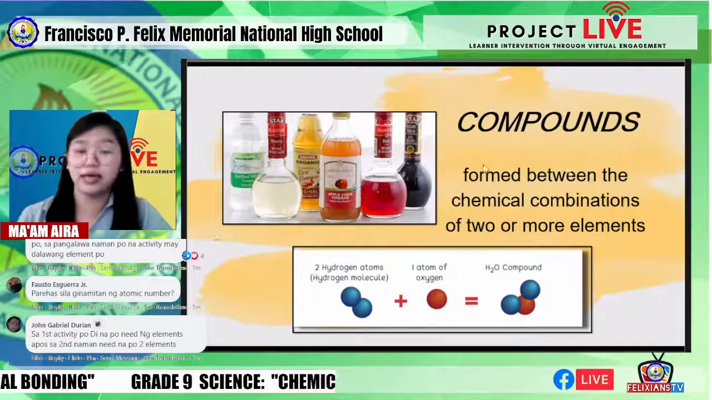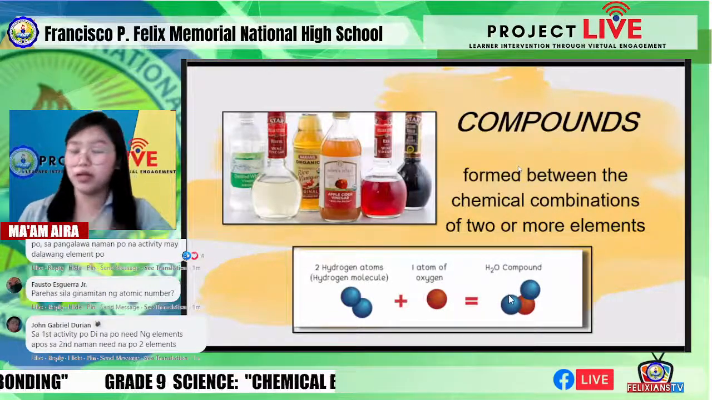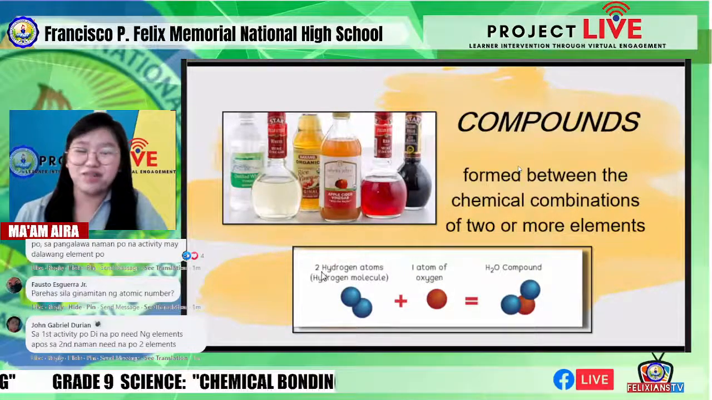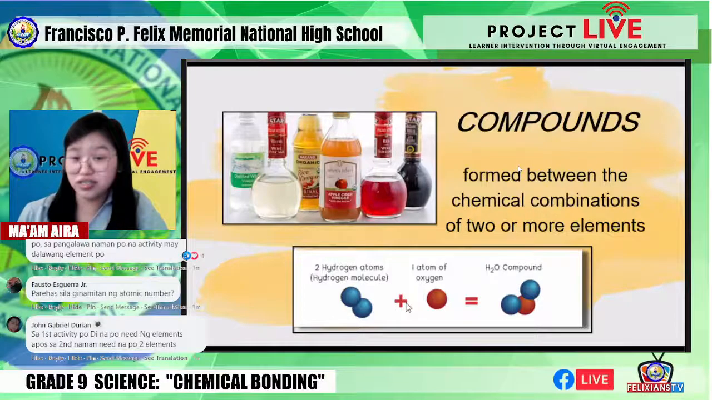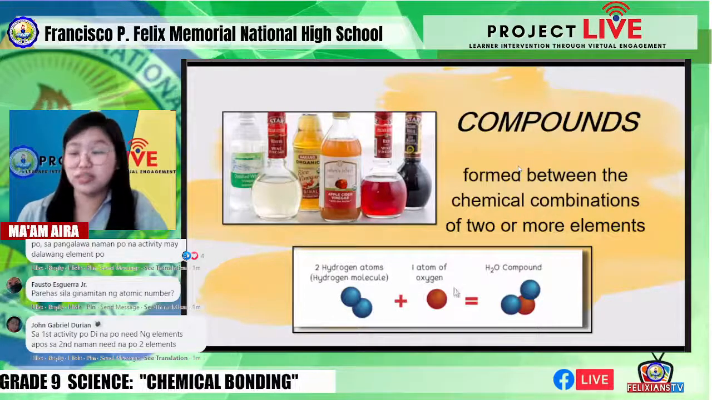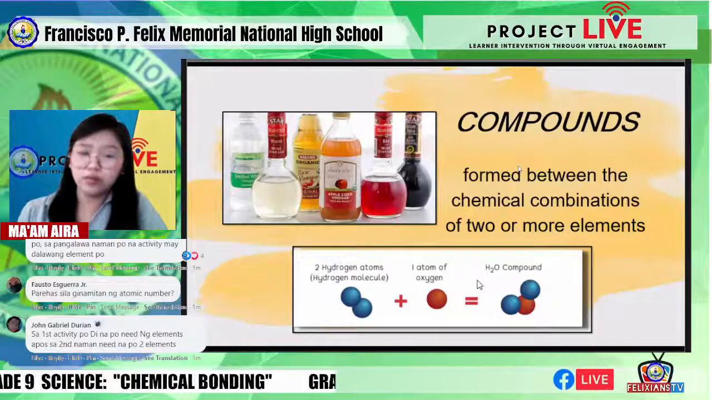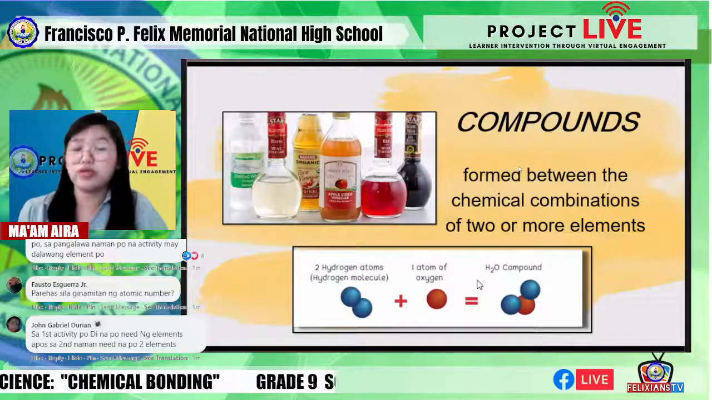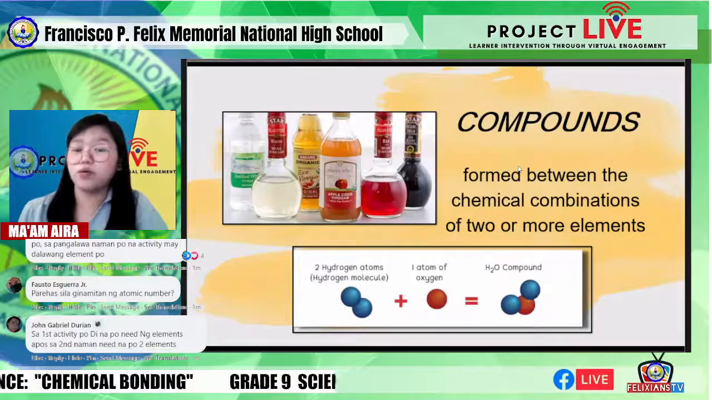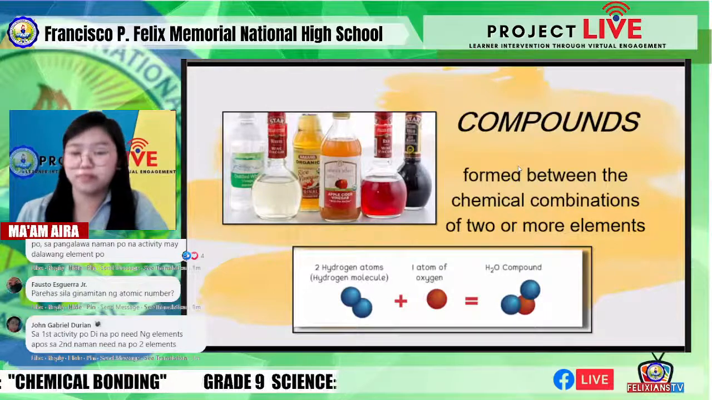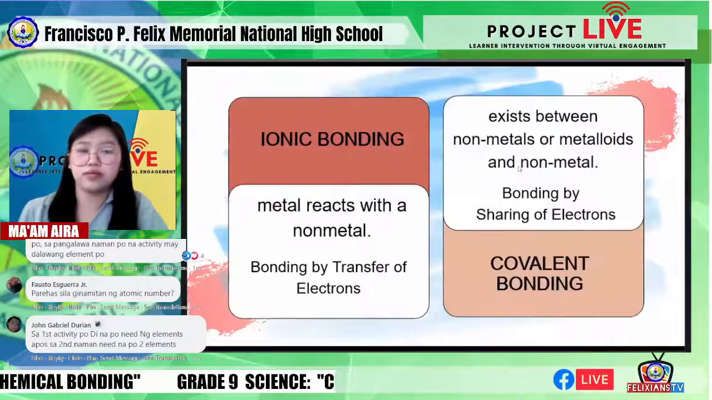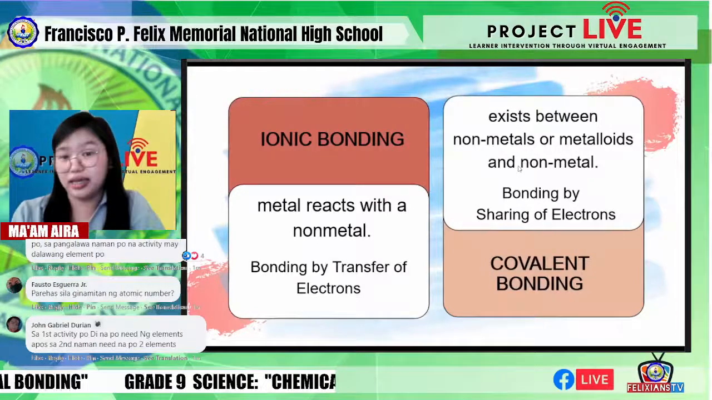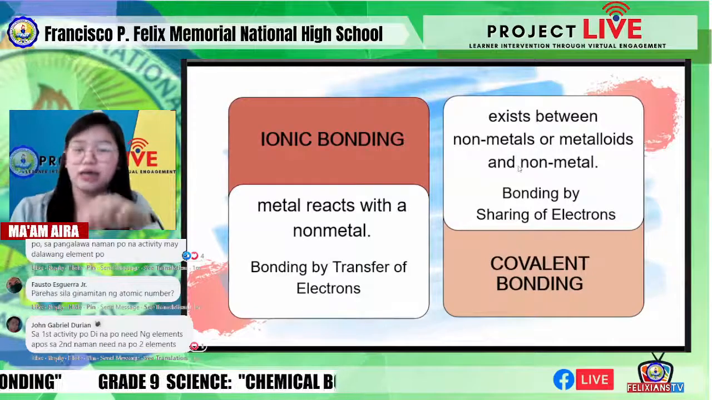You are correct. Again, when we talk about chemical bonding, we are involving compounds. So again, for example, we have 2 hydrogen atoms plus 1 atom of oxygen. If they undergo a certain process or chemical bonding, they would produce H2O compound or water in layman's term. Alright, so let's have now the two types of chemical bonding. We have ionic bonding and the covalent bonding.